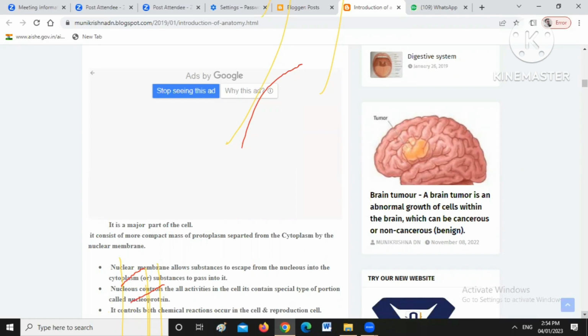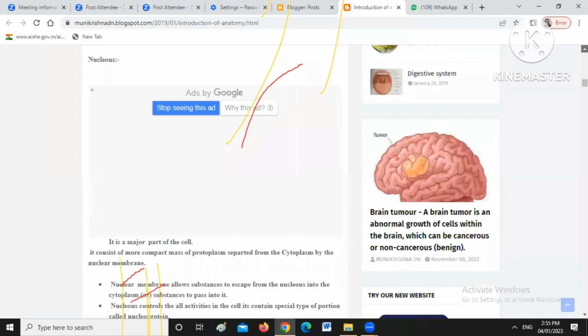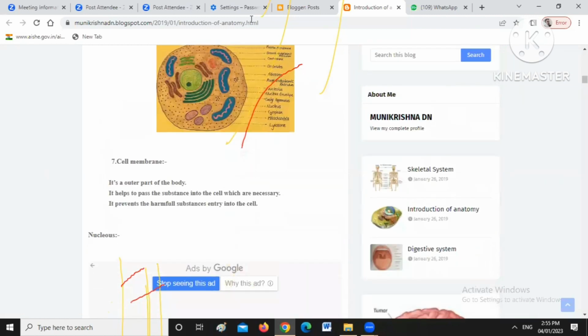So what does the nuclear membrane do? See, this is the nuclear membrane. This helps to pass the substances from the nucleus to outside. It passes the substances from the nucleus to the cytoplasm, which are not necessary to the nucleus. Here the nucleus helps pass the substances from the nucleus to the cytoplasm through the nuclear membrane.